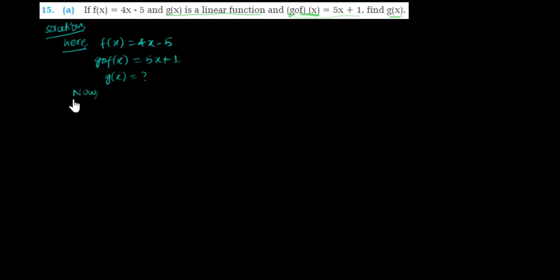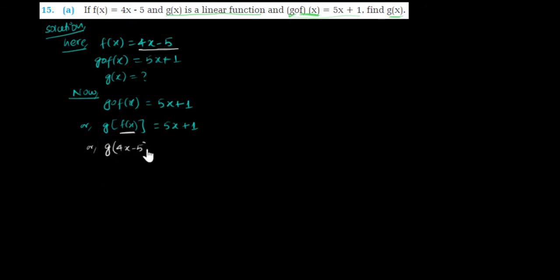Now let me use the composite function that is given here. g composite f(x) is equal to 5x plus 1. There are different ways of solving this question, but I will follow one specific method. g(f(x)) is equal to 5x plus 1. Since the value of f(x) is already given as 4x minus 5, let me replace this f(x): g(4x minus 5) is equal to 5x plus 1.